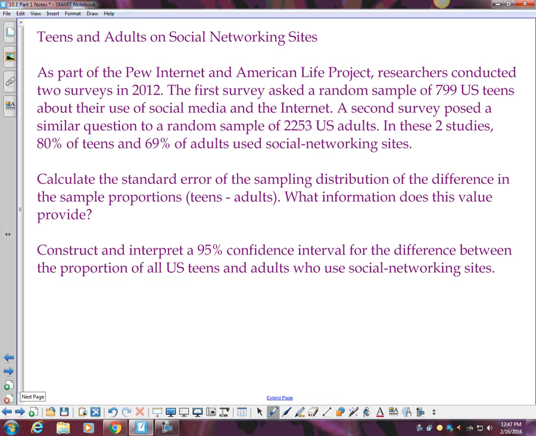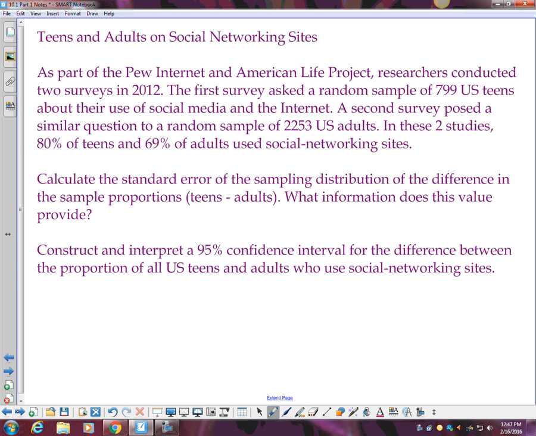Okay, so here we go. All that's left is for us to walk through 2 examples from start to finish. And again, please feel free to pause it whenever you need to, or rewind it and go back through it again, or do whatever it is you need to do. Okay, here we go. Teens and adults on social networking sites.